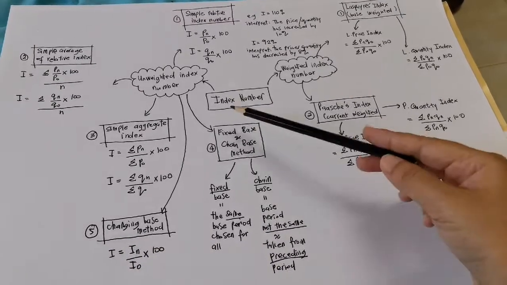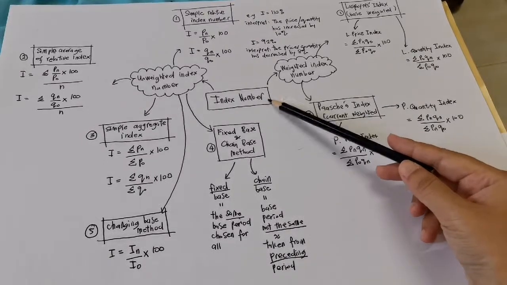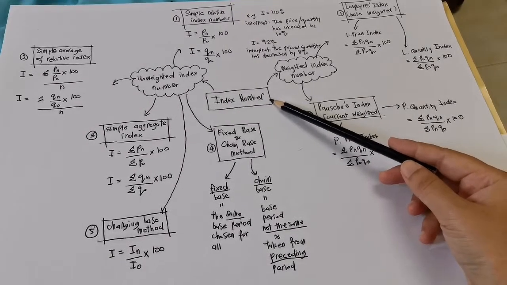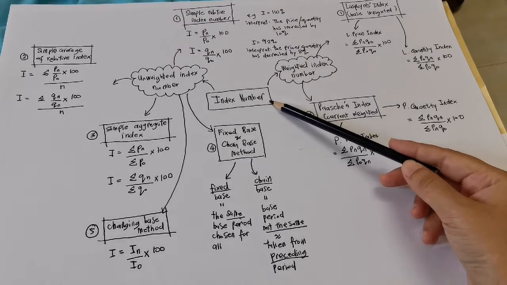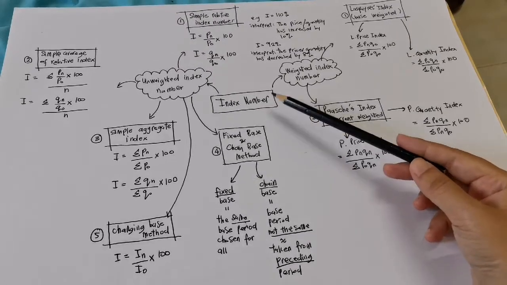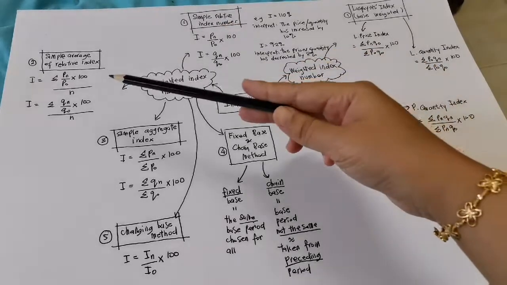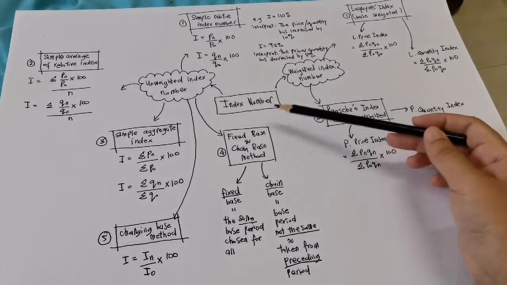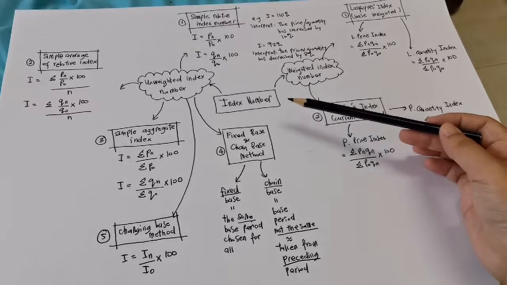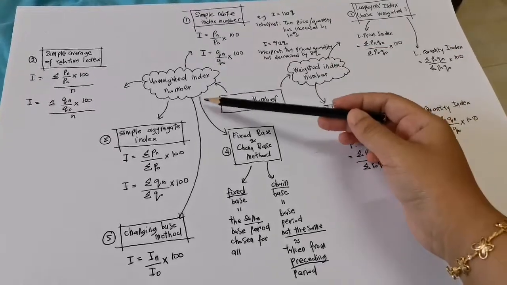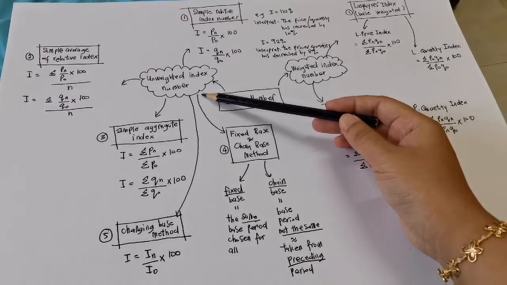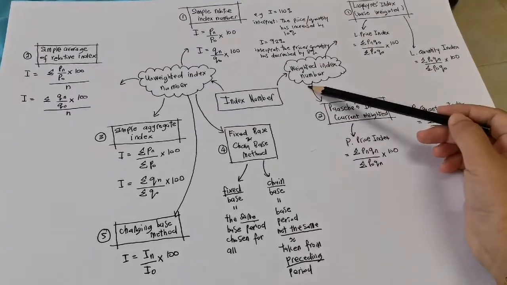For today we are going to learn a new topic, index number. The topic is given the name of index number. We have a few subtopics in the topic of index number. The topic is divided into two main topics: the first one is unweighted index number, the second one is weighted index number.